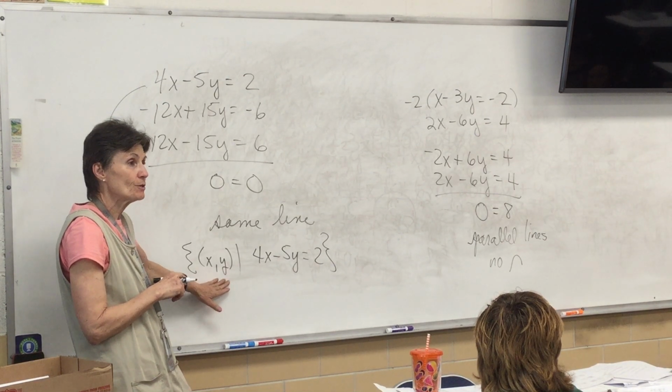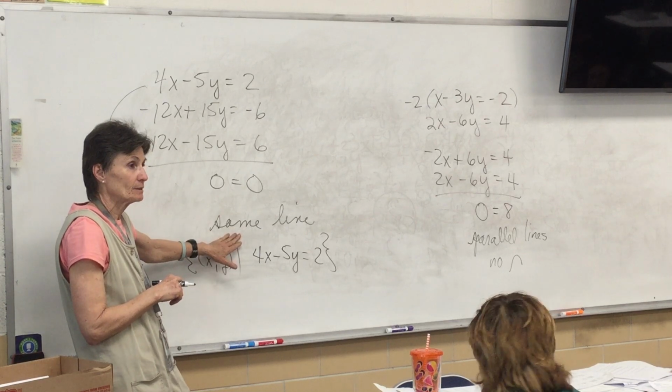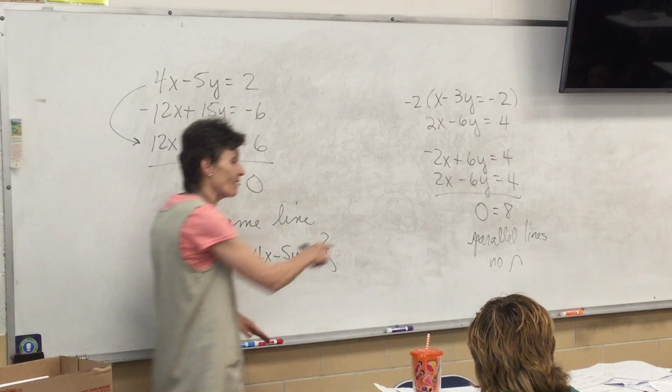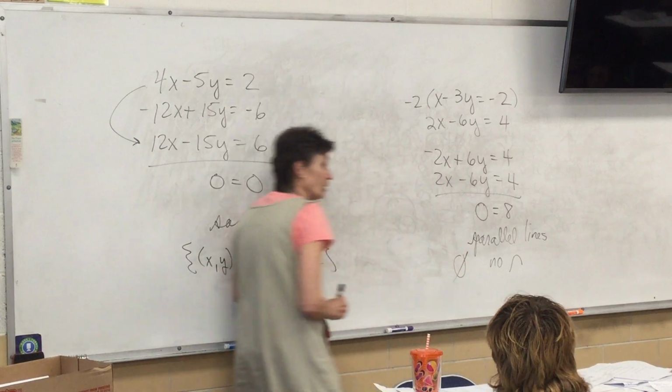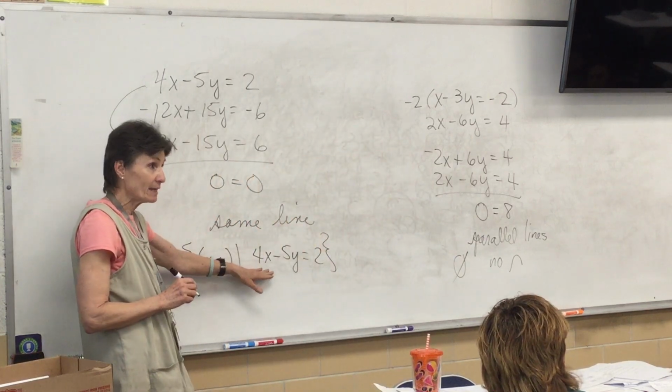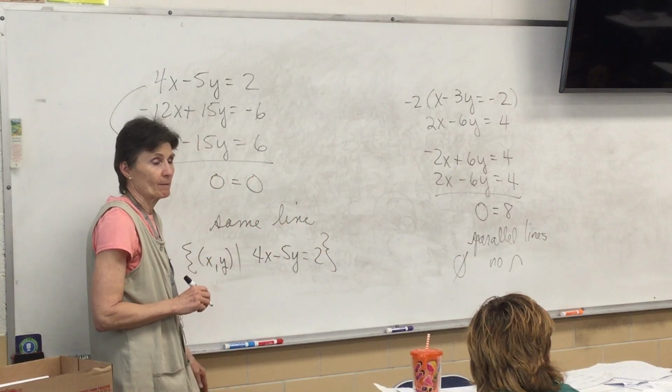Does that make sense to you? These are the same line. So instead of having no intersection at all, they have infinitely many, but don't say all real numbers, because that's not right.